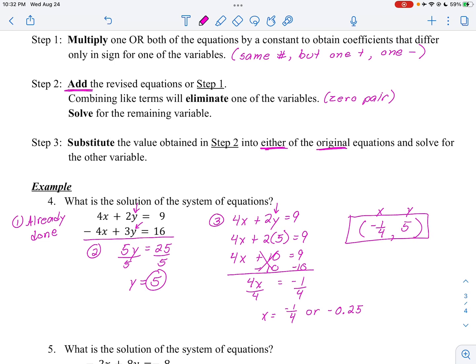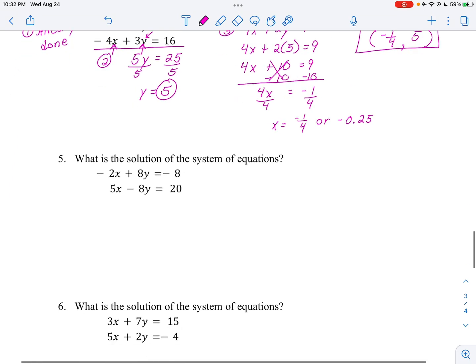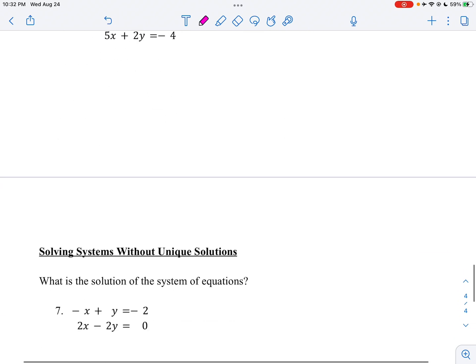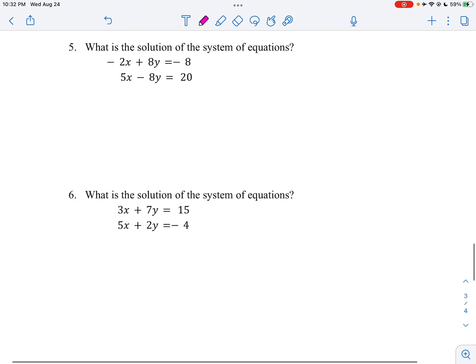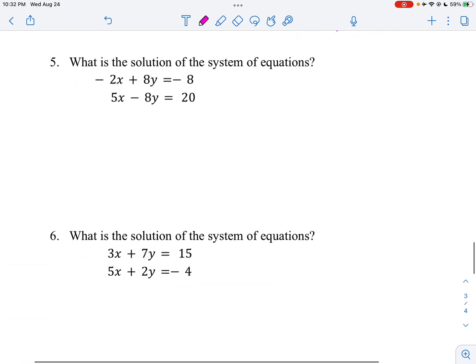And again, just like in the other problems, we can check our answer. So if we go back to the original equations, if I plug in -1/4 here, I plug in 5 here, do the math, I should get 9. If I plug in -1/4 here and +5 here, do the math, I should get 16. All right, so then we've got 2 more of these and then a couple of special problems, and we'll be done.